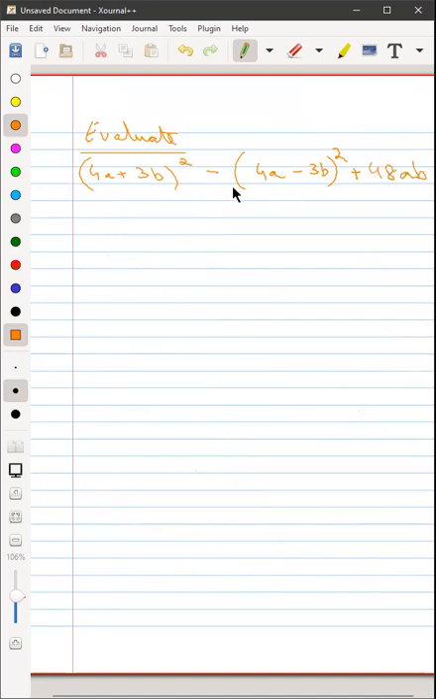One thing I'll make you aware of, be careful over here. We have a minus sign here. I'm giving you a hint in the beginning itself. A lot of you will make mistakes here. There's a minus here. Remember what I told you. Solve this quickly. 3 minutes to solve this question. 4a plus 3b the whole thing squared minus 4a minus 3b the whole thing squared plus 48ab.